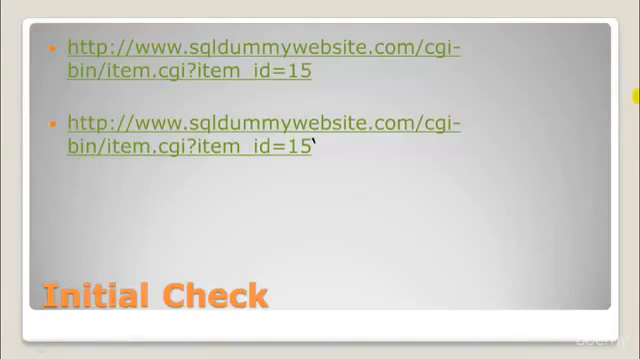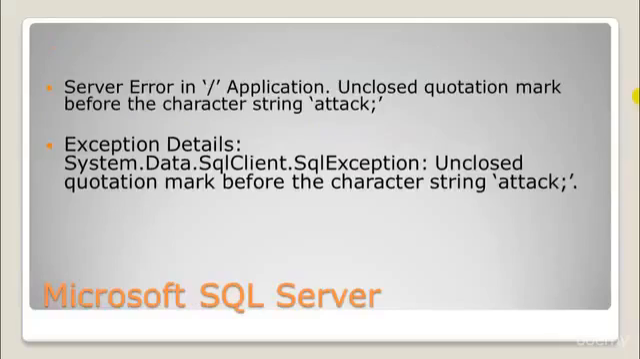Let's say you have searched using inurl:item_id=, and one of the search results shows you a website like http://sqldummywebsite.com/cgi/bin/item.cgi or something like that. You need to add a single quotation mark at the end of the URL, just to ensure it is a single quotation mark and not a double quotation mark. Now your URL will become something like sqldummywebsite.com/cgi/bin/item.cgi?item=15'.